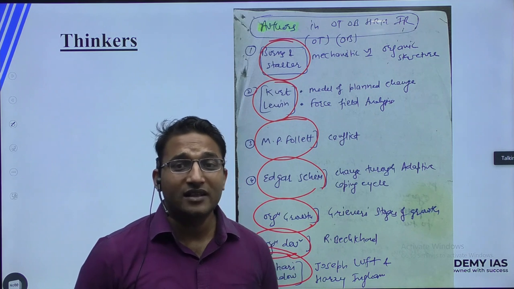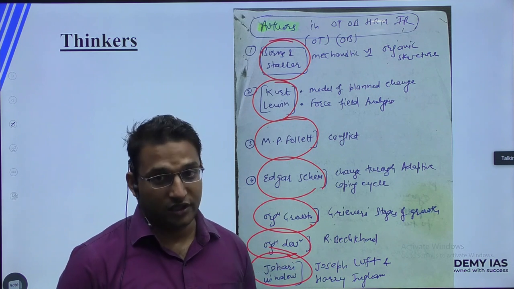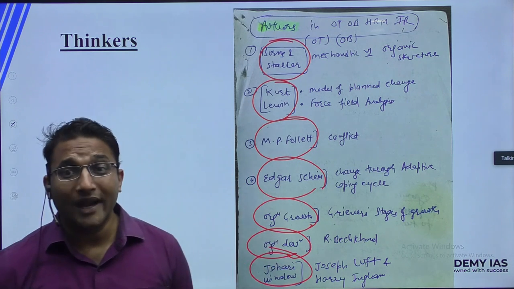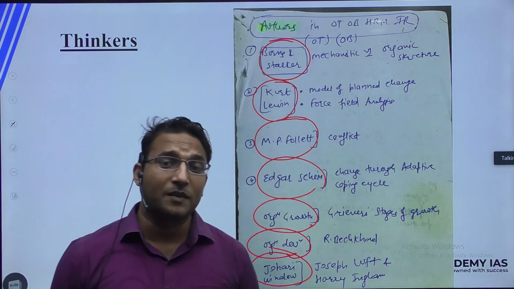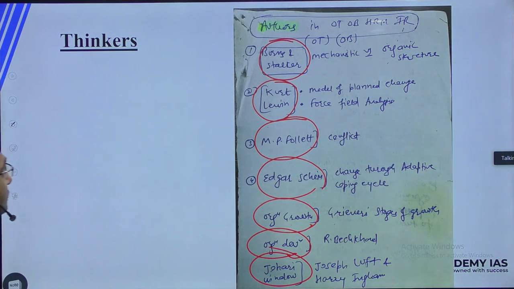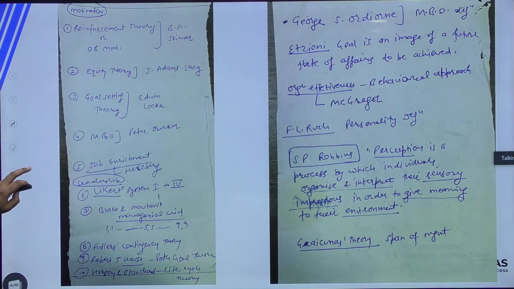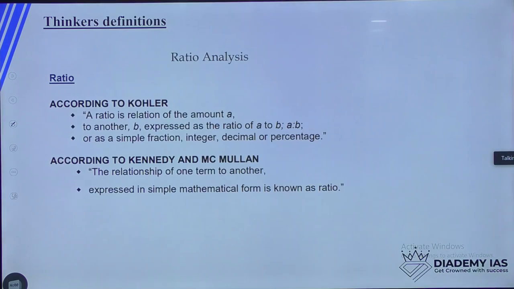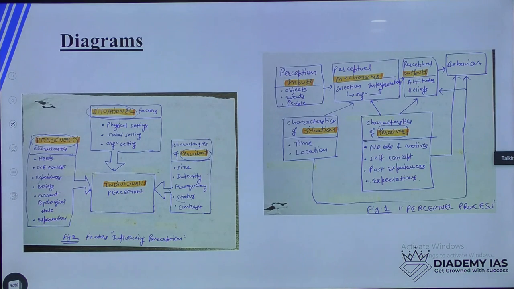Otherwise, when you write the actual answer, you sometimes forget about it. This is how you get more marks. You get 300 plus marks. Similarly, you can see here also, motivation, leadership, all of that, right? A lot of thinkers I have given. Not only paper 2, but in paper 1 also. Thinkers, definition of the ratio analysis.